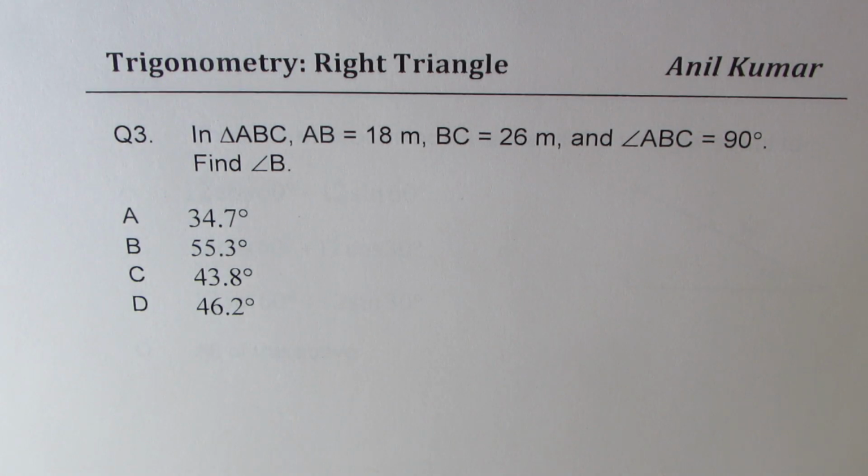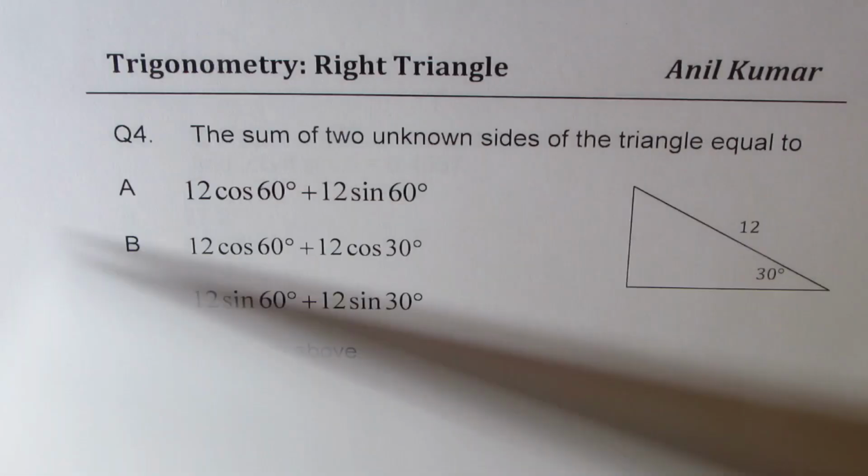Question number 3. In triangle ABC, AB equals 18 meters, BC equals 26 meters, and angle ABC equals 90 degrees. Find angle B. First, sketch a diagram. That'll be easier to solve this question. Take your time, pause the video, answer these questions, then look into my videos.